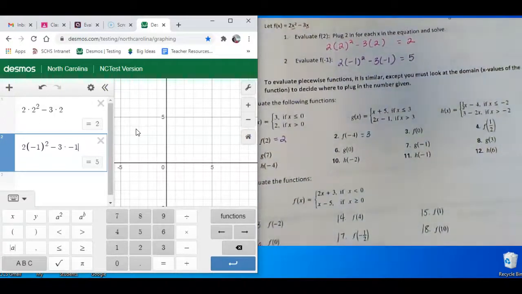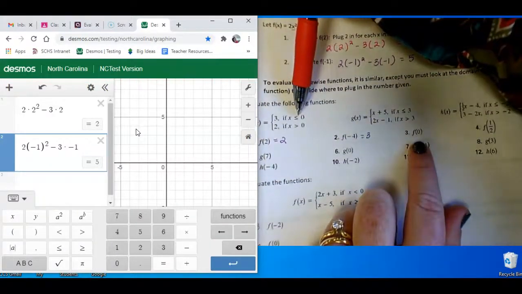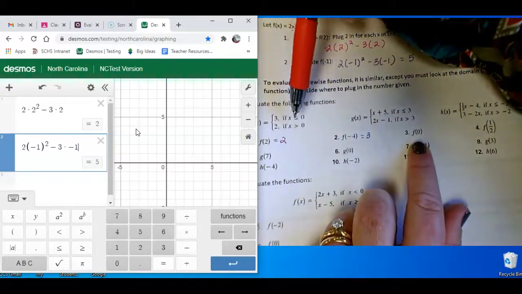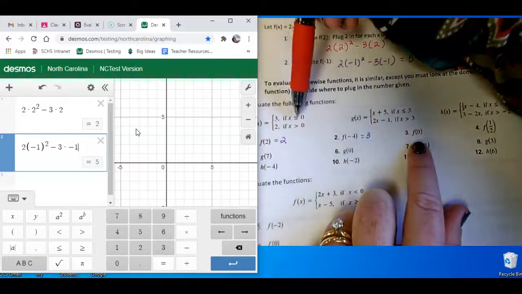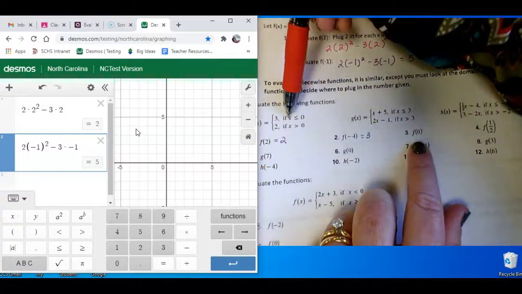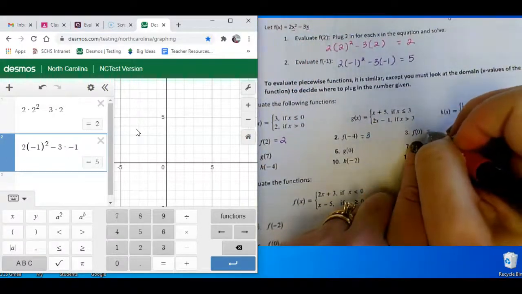Okay, f of 0, that one's just a tad bit trickier, because when you look at the way it's evaluated here, we've got less than or equal to 0 and we've got greater than 0. Well, it's not less and greater, it's actually equal to, so you're going to pick the one that's equal to 0. This one's equal right here. So that means 0 is going to fall right here, which means that 3 is the answer that I'm looking at.